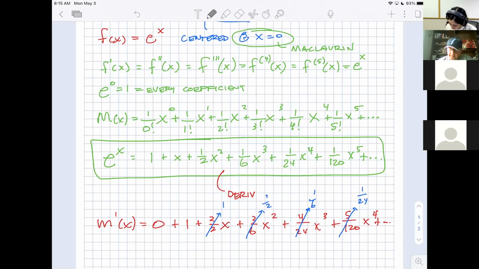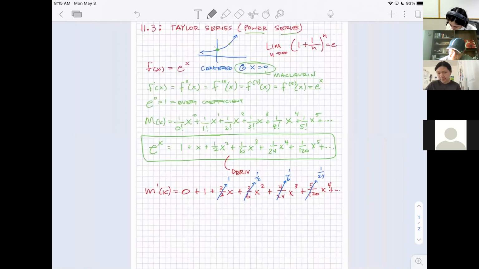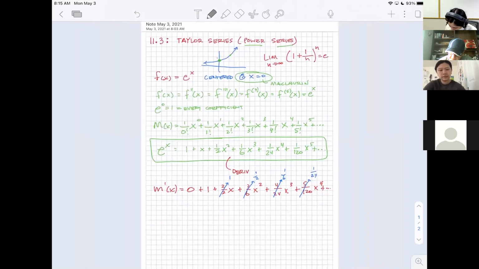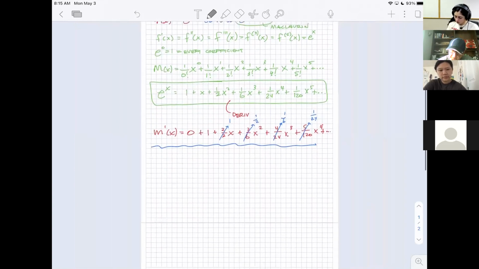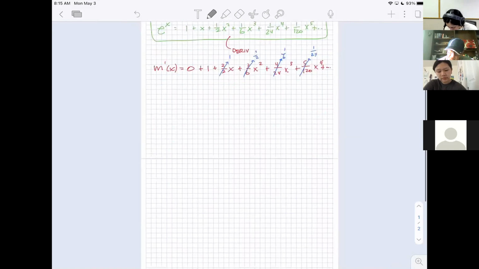Why don't you try this with sine? If I remember right, we did sine, and I know either sine or cosine is in your homework assignment anyway, but I think we did sine in class.